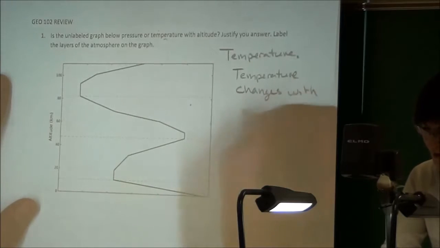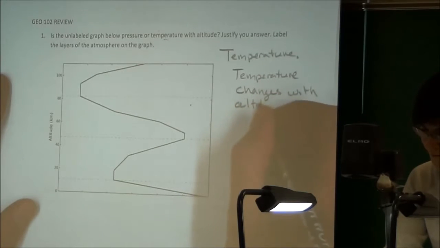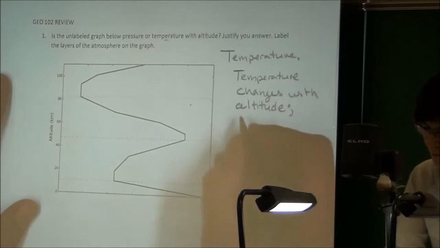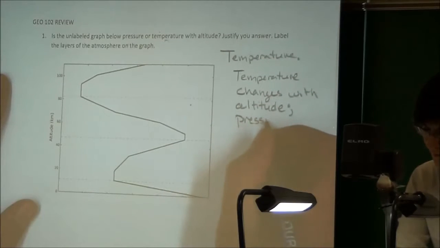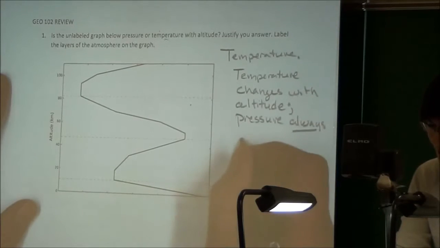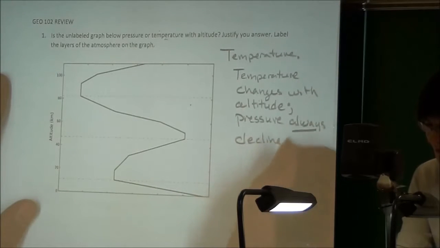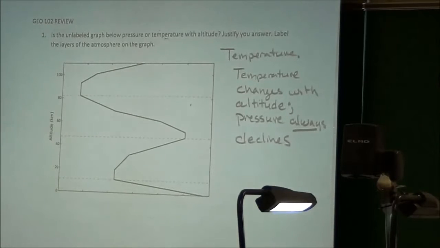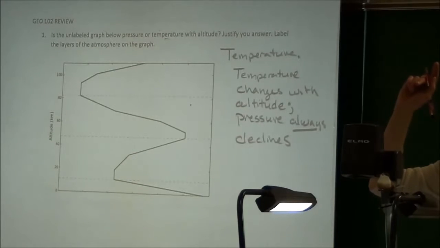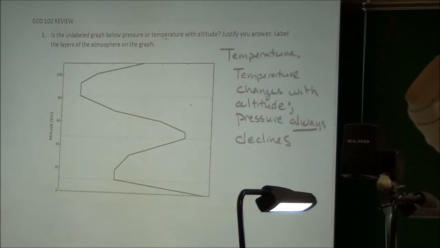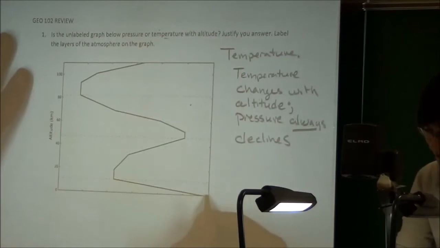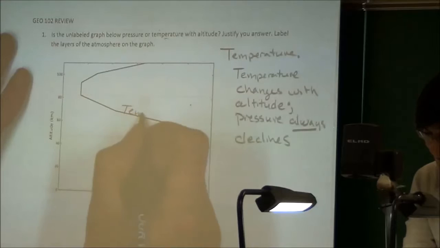So temperature changes with altitude. Pressure always declines. So if I was going to draw a pressure plot on top of that, Barb's got it. How does it look? It exponentially decreases as we go up. So this is temperature.